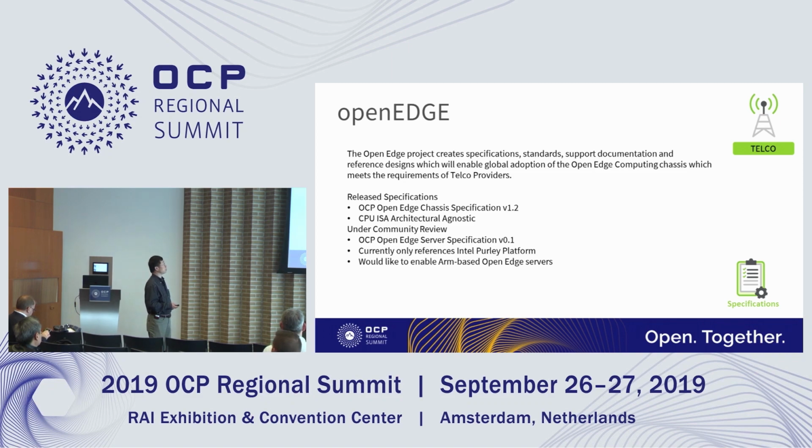The project itself is releasing a lot of specifications in OpenEDGE chassis, and the intent is to be CPU ISA agnostic, and that's primarily the reason ARM has joined the effort, and we are joining with our partners as well. Because ARM itself doesn't actually produce a chip, right? I mean, the SoCs are actually produced by our partners. So we want to make sure that the architecture is capable of supporting what we're doing. And so there are specifications that are under community review, the OpenEDGE server specification, currently referencing the Purley platform, and we would like to enable the ARM-based servers as well.